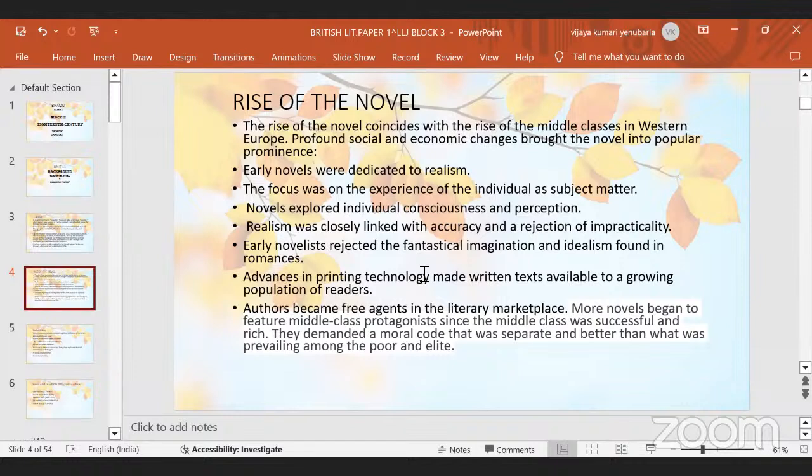circumstances, and situations. They demanded a moral code that was separate and better than what was prevailing among the poor and elite. So they demanded a moral code. They want a separate moral code. They want the novel to be distinguished from the classical influenced drama and poetry. So they want the better one, which would be different from the poor and elite class.